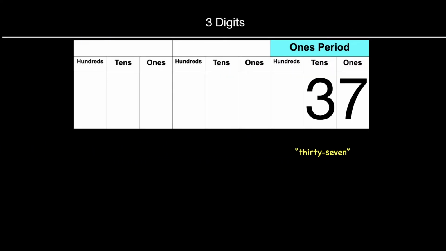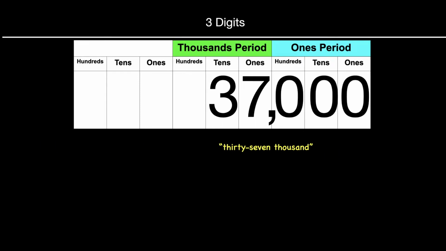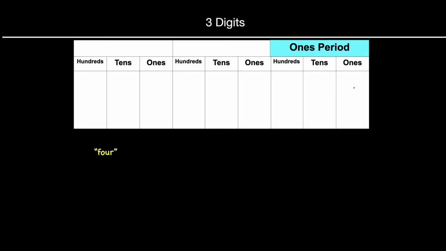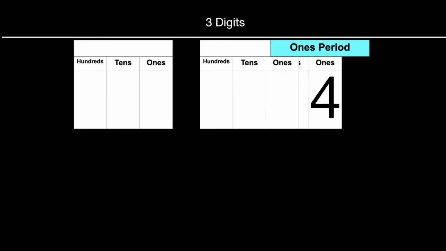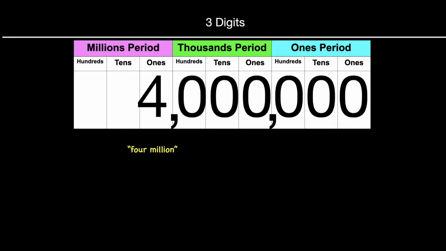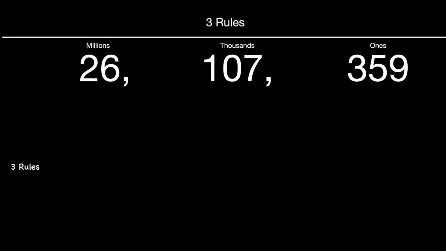Okay, we'll try another one. That would just be 37,000. 37 million, based upon where we read the number, what period. Let's try one more. 4,000, 4 million.